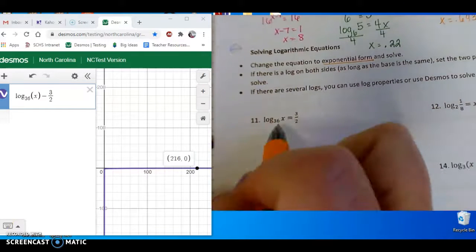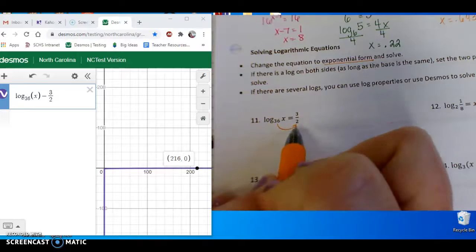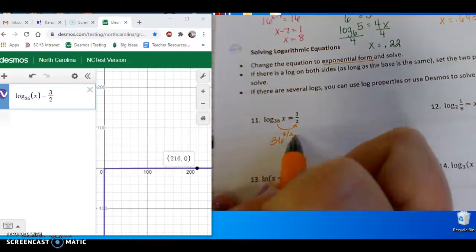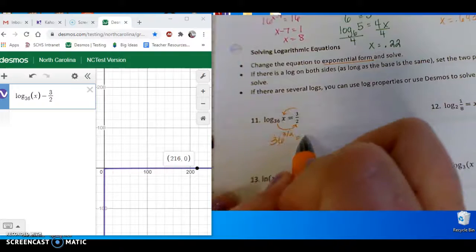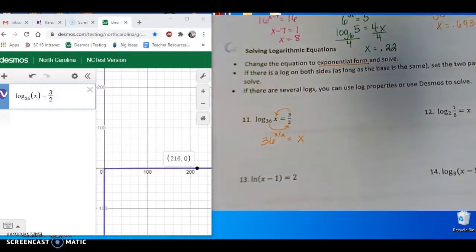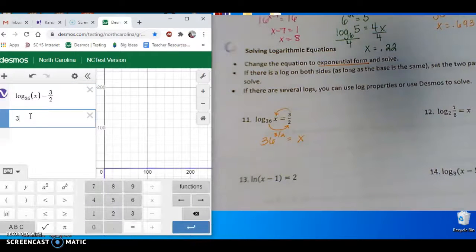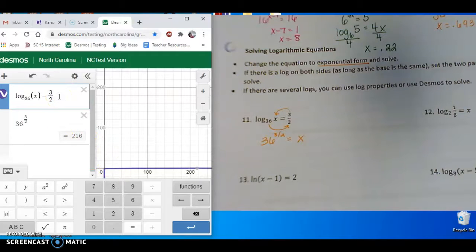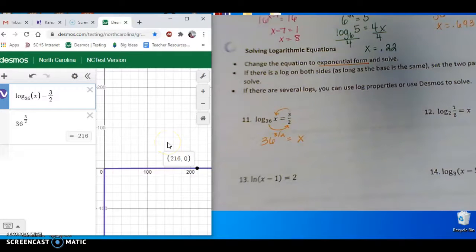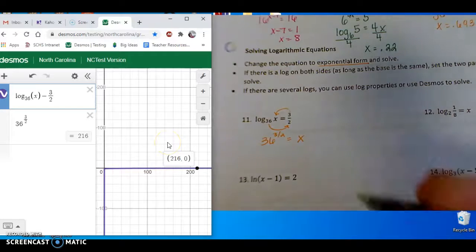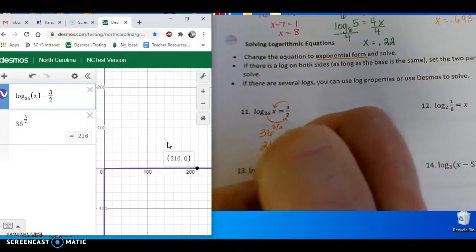So to get rid of the log, we're going to do exponential form. So we start with the 36 and raise it to that power. And then we set it equal to whatever it was beside the base. So we would put 36 raised to the 3 halves, or 3 divided by 2. Oops, not 5, 2. And I get 216. You can do it that way, or you can put it in, subtract it, find the zeros. You might have to play with that graph a little bit to try to find it. So 216 is what we get there.